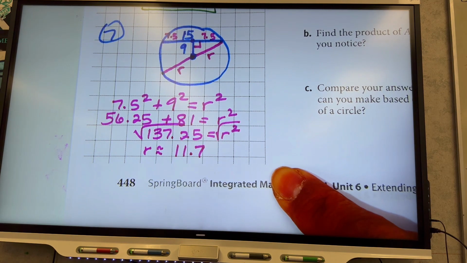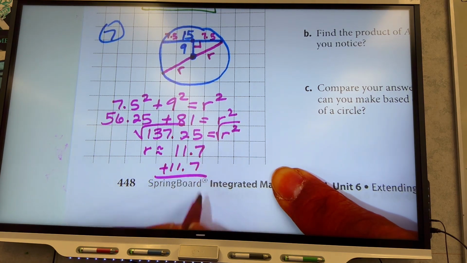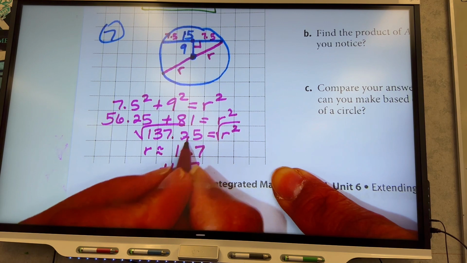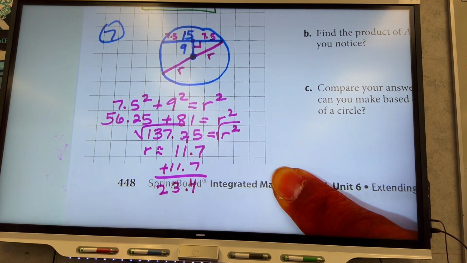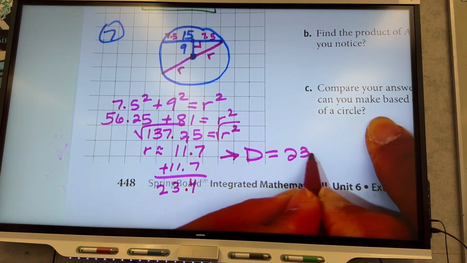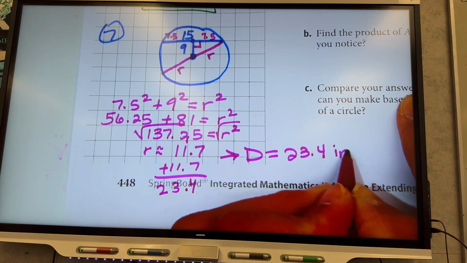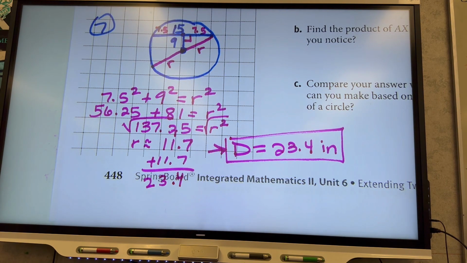But this is just the radius. What do I need to add to this to find the diameter? Another 11.7. What's 7 plus 7? 14, carry the 1. 1, 1, 1 adds up to 3. That 1, 1 adds up to 2. So it's 23.4. So D, the diameter, is 23.4, and the units were inches. Like I said earlier, most of the time, you're going to be trying to make a right triangle using the Pythagorean theorem. We're not doing number 8, so we're skipping that part. Go ahead and turn the page over.